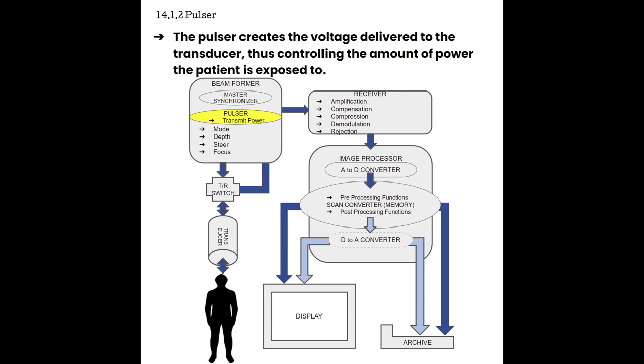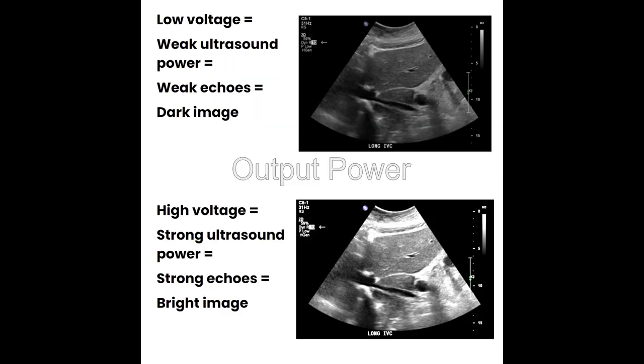So let's go ahead and take a closer look at these concepts. When a system puts out a voltage, the stronger the voltage, the stronger the ultrasound power. When you start with stronger power, the echoes that return are also stronger. In this example here, we are talking about the output power. If we start with a low voltage, we are going to send out weak ultrasound power. Weak ultrasound power is going to result in weak echoes, and when weak echoes come back, the machine codes them as a dark image.